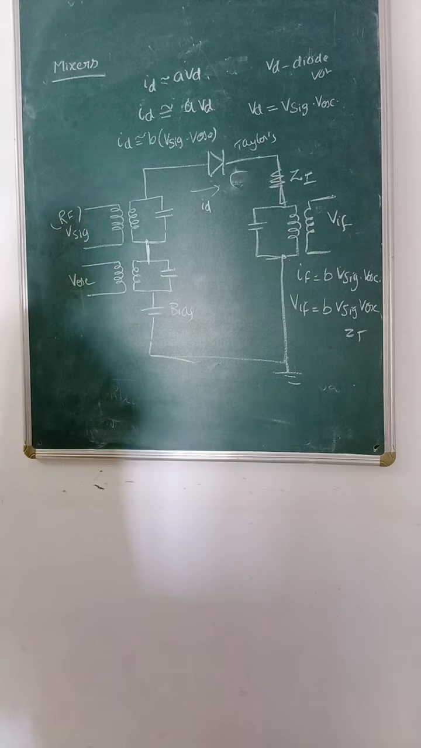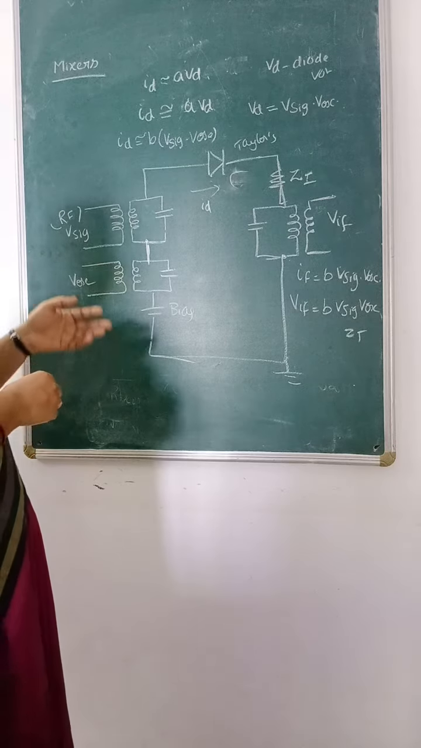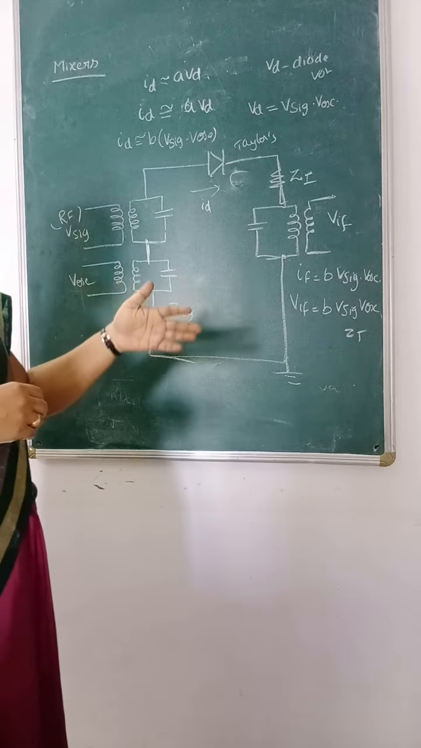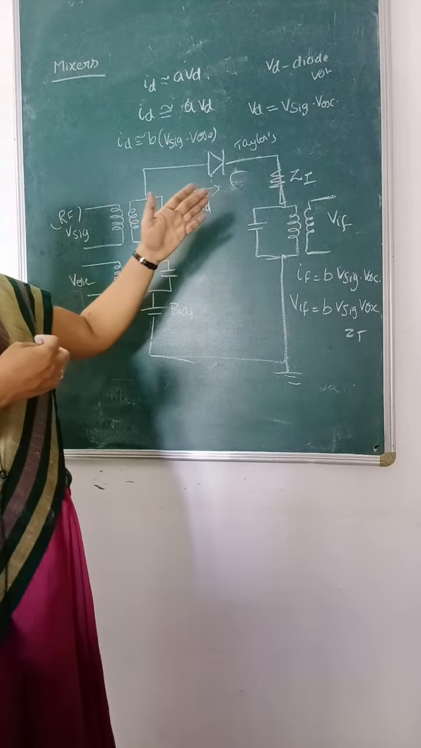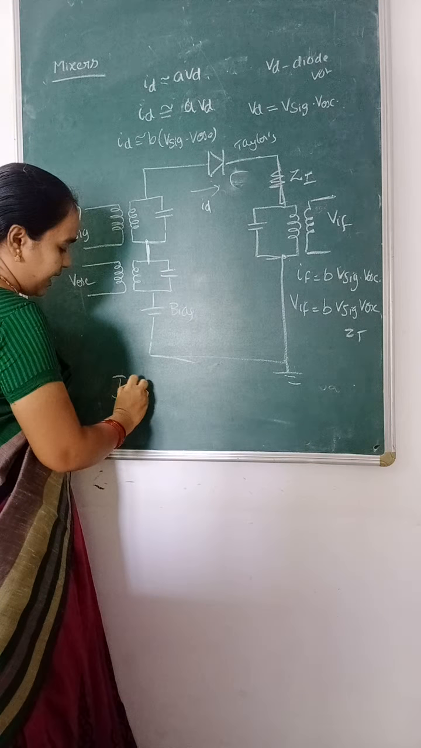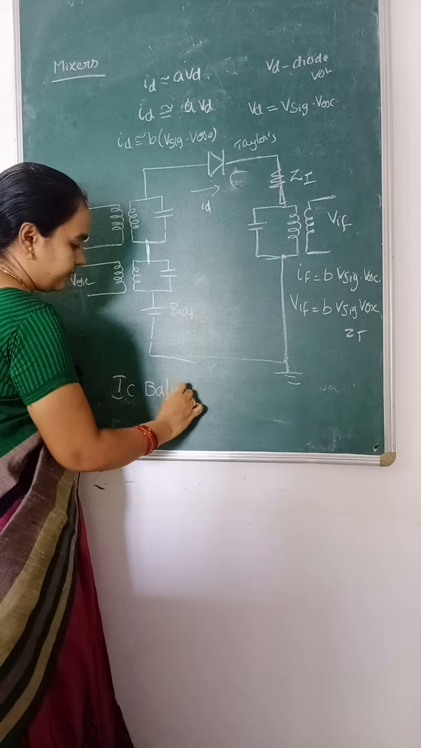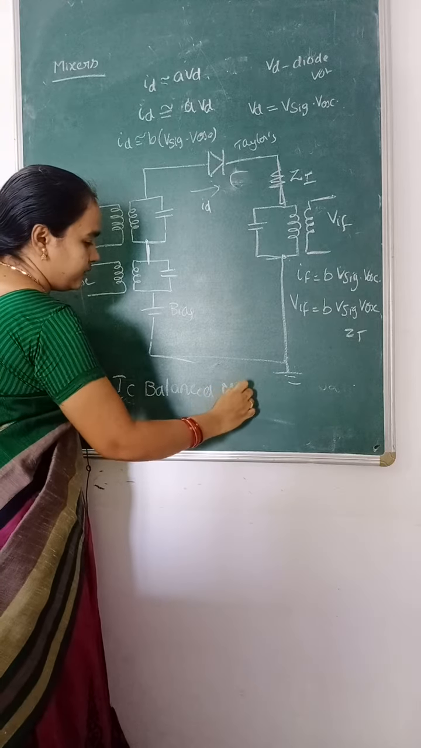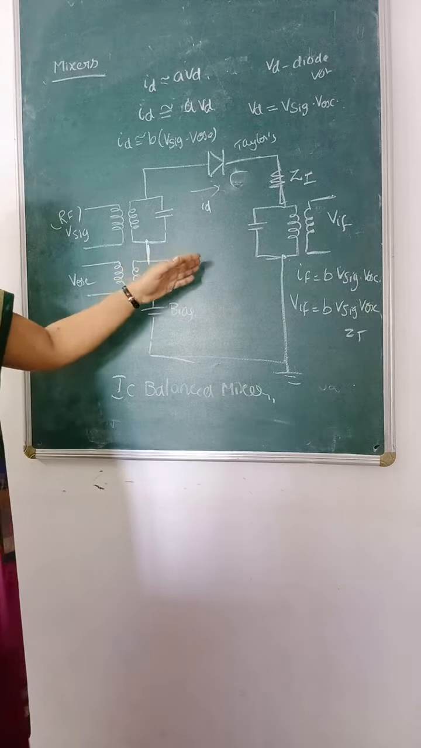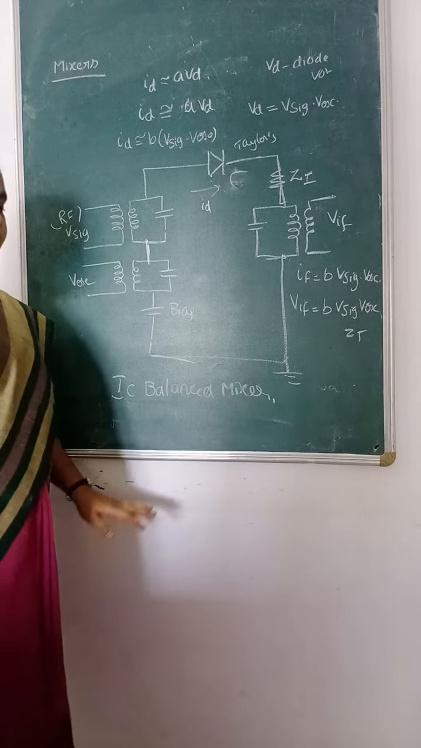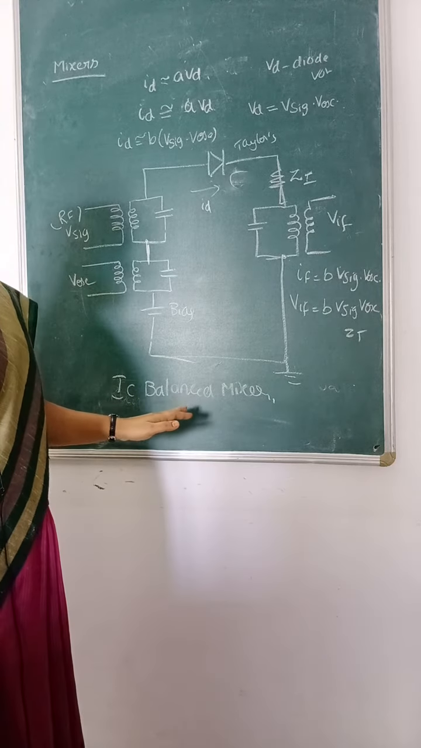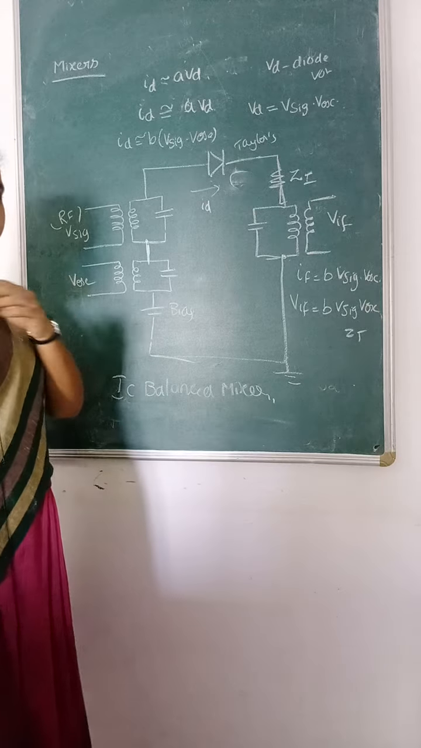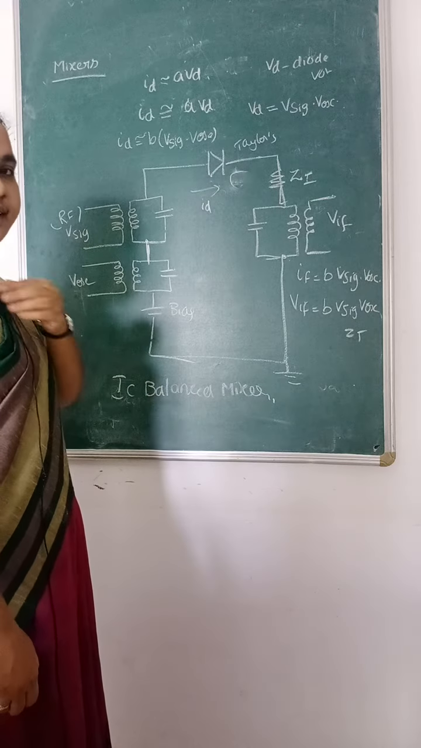There are some disadvantages in the diode mixer. Since the diode is a very small component, it will not take high voltage. At high voltage this diode may get damaged, so we can use the IC balanced mixer. This disadvantage can be overcome with the help of an IC balanced mixer. IC is available in the form of an integrated chip. In the next class we will discuss the IC balanced mixer.